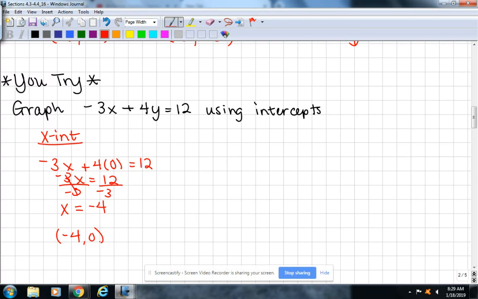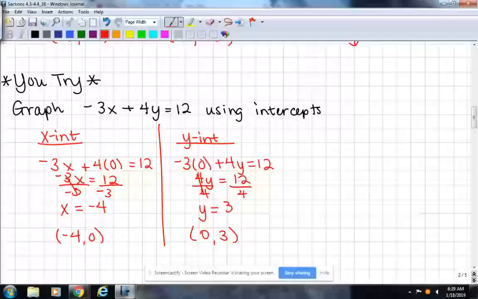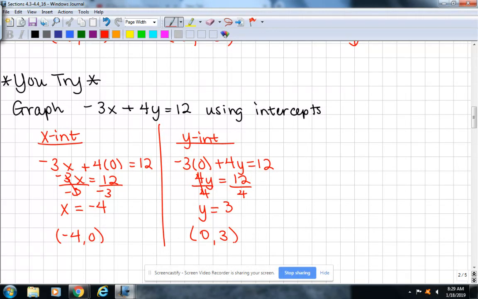Good job. Now how do we get the y-intercept? Change x into 0. So 0 goes for x. Everything else is the same. That part makes 0. 0 plus 4y is 4y. So 4y equals 12. Now what do we do? Divide by 4. And y equals what number? 3. And what's my ordered pair? 0, 3. So everybody get those two ordered pairs?